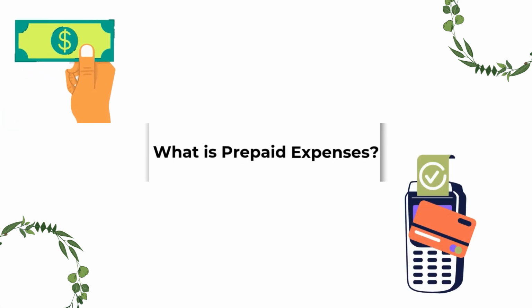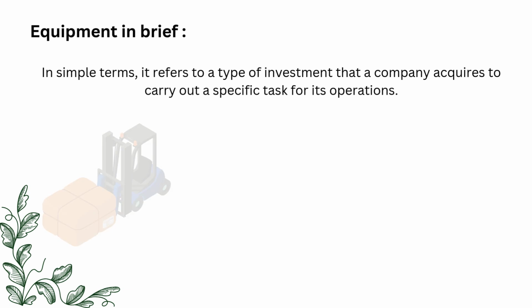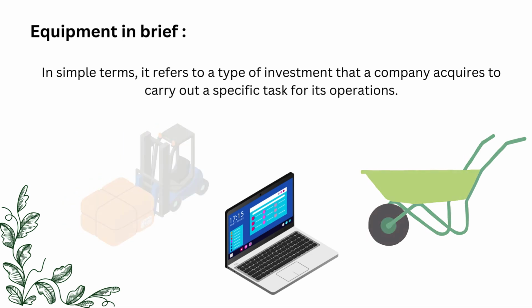Then we come to prepaid expenses. Prepaid expenses are upfront or advance payment for some goods and services that we're going to get in future, like prepaying for insurance or rent. And in brief, equipment are all things we use for the production process, like machinery.